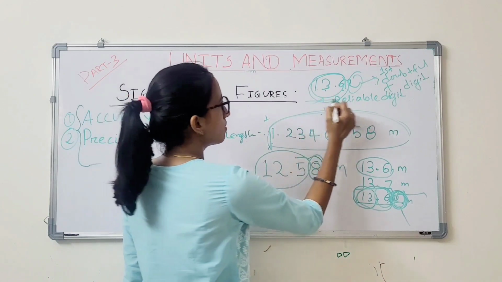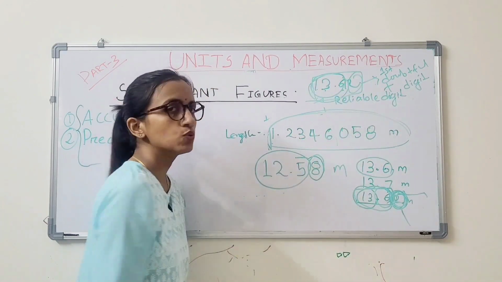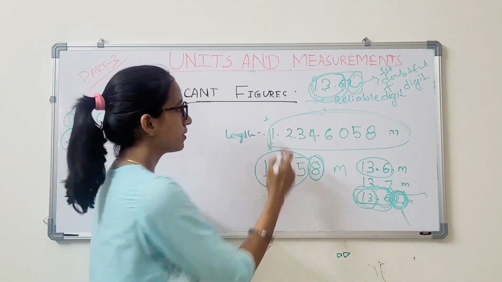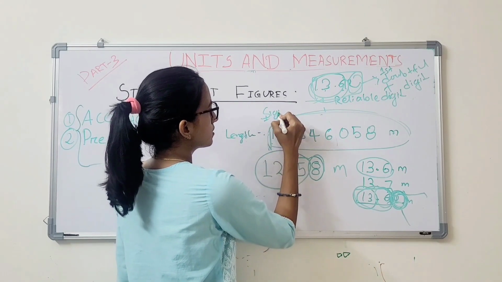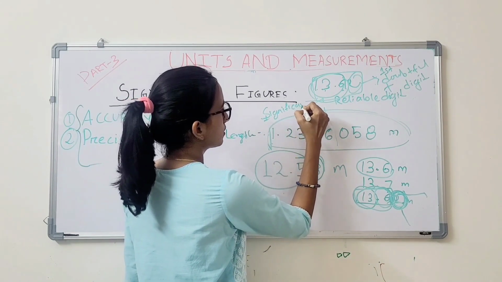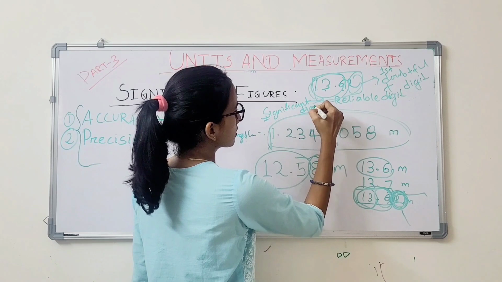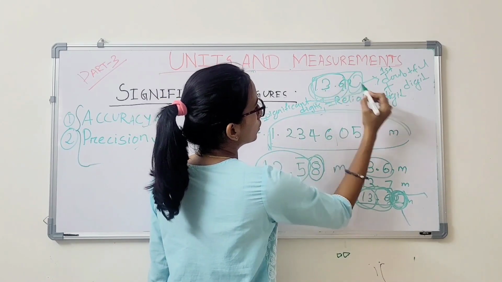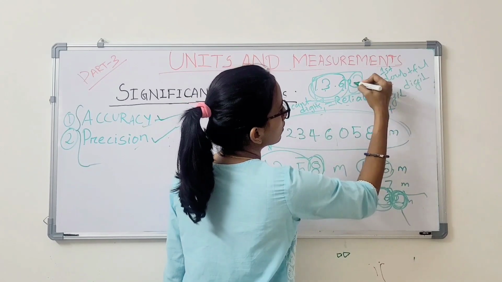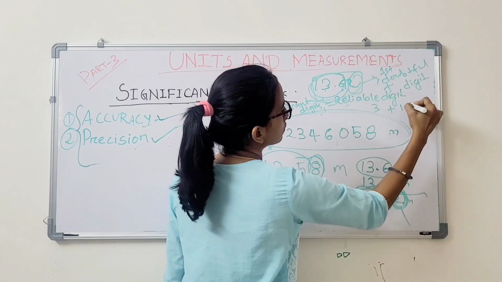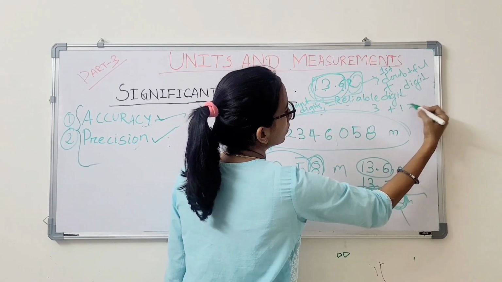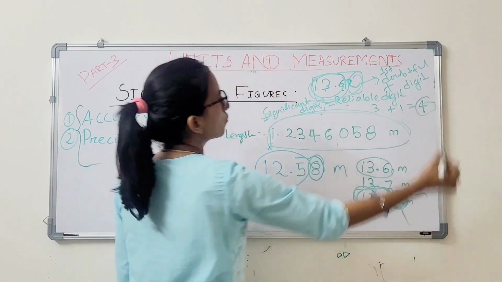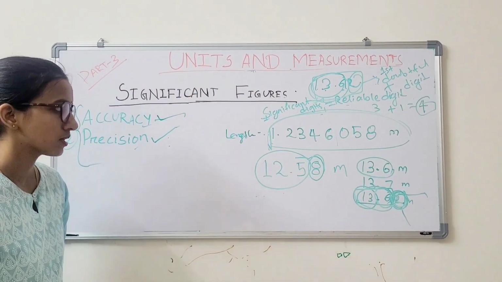So in this number 13.62, there are how many significant digits? The reliable digits 1, 2, 3 plus 1 doubtful digit, which is 2. So in total there are 4 significant digits.